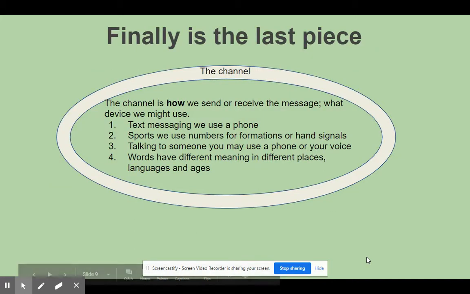So there's one last piece, and that's called the channel. The channel is how we send or receive the message, what device we might use. So text messaging, we use a phone. Sports, we use numbers or formations or hand signals. So if you're watching a sport and someone's like, 2, 2, 2, 2 would normally be some sort of formation that the team understands and the team knows. Talking to someone, you may use a phone or your voice, and words also have different meanings in different places, languages, and ages. So that's the final piece.